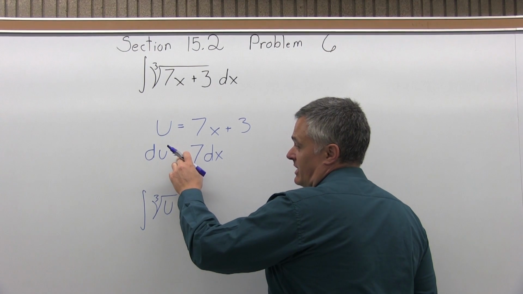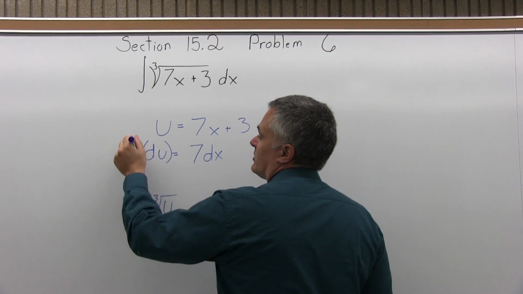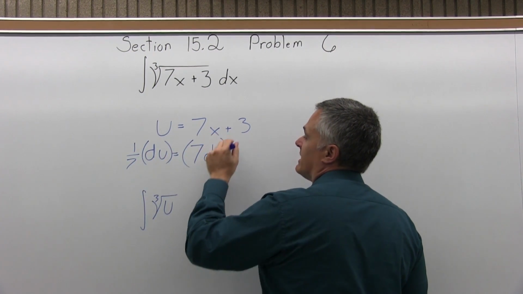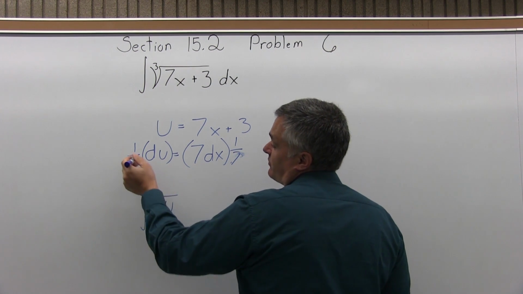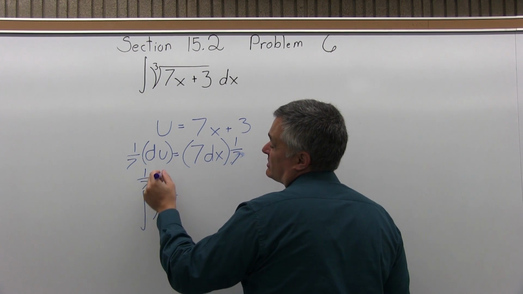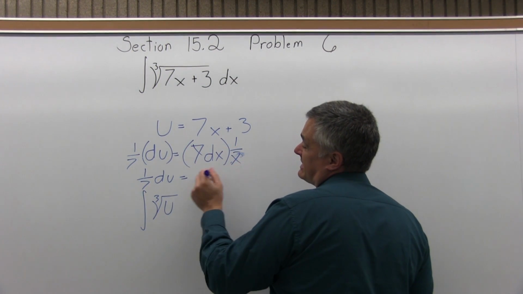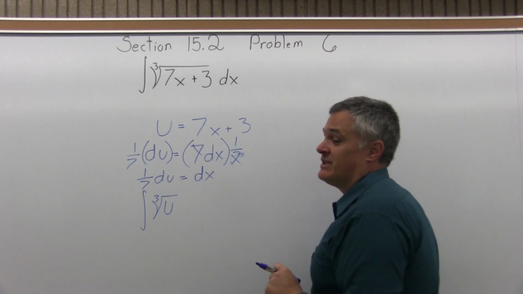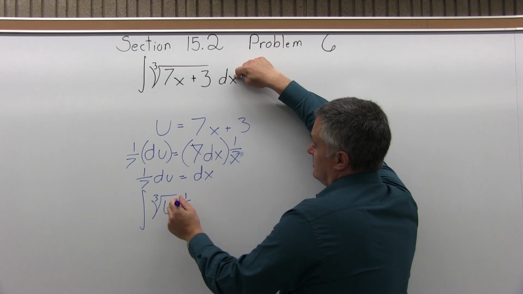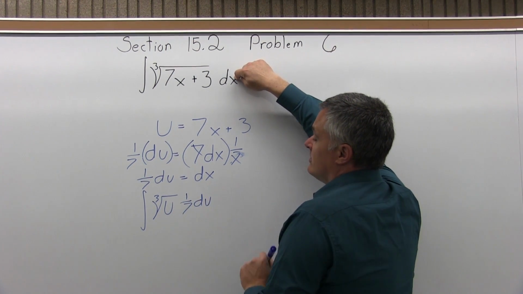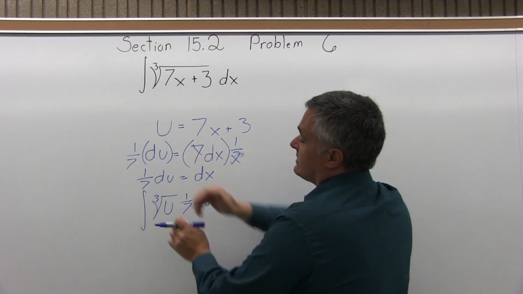It's an equation. I can do anything I want as long as I do the same thing on both sides. So on both sides, I'm going to multiply times 1 over 7. It's totally legal. So on the left side, 1 over 7 times du is 1/7 du. And on the right, 7 dx times 1 over 7, the 7's cancel. So I have dx. So now I need to replace dx. I know it's exactly equal to 1/7 du. Now I've written the original problem in terms of a new variable that I can solve the integral for.